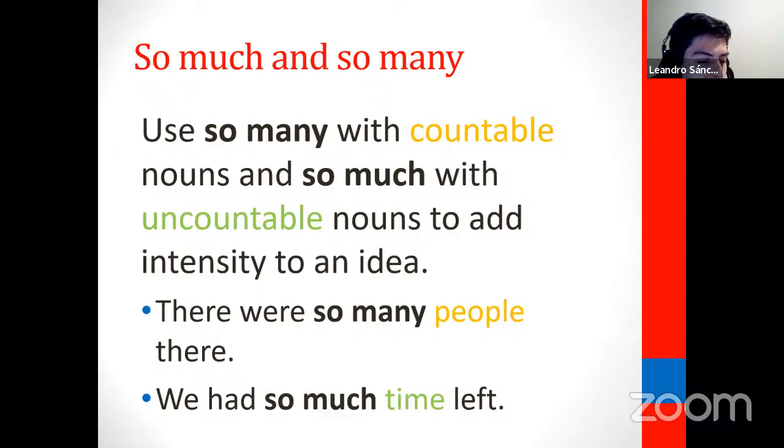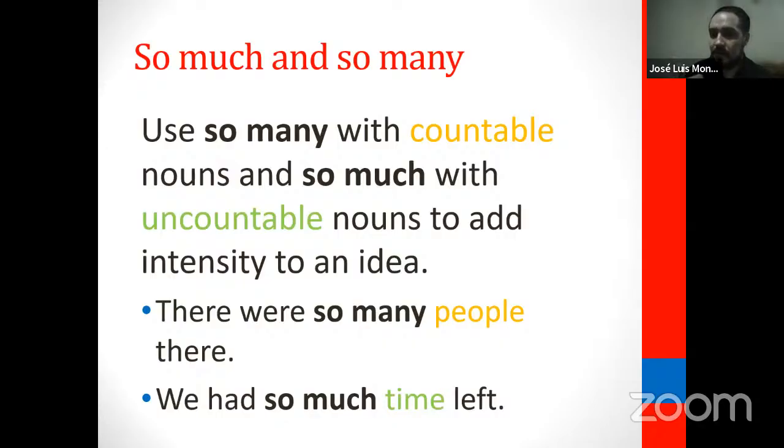There were so many people there. We had so much time left. Very well, right? So if you use so many, you can use nouns, but countable nouns and plural, right? Always plural. So many people, so many students, so many computers, so many friends, so many whatever that you can count. But if you cannot count that, you use much, right?